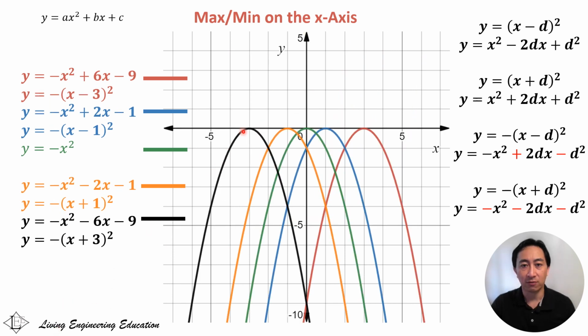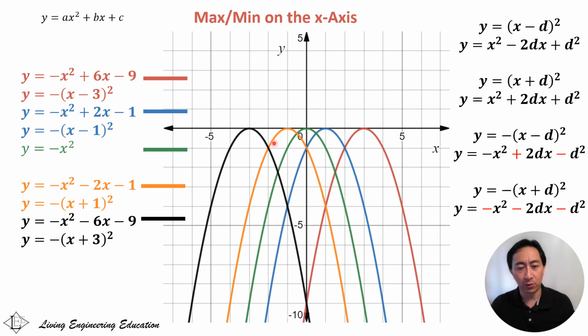Now they have maximums. We literally just flip all these graphs. We got negative x squared as a reference, and then negative times x minus 3 quantity squared. We have negative x squared plus 6x minus 9, which intersects again at x equals 3, because x equals 3, y equals 0, and so forth. So you can see the pattern.